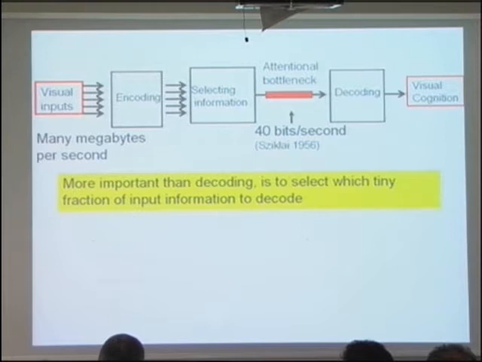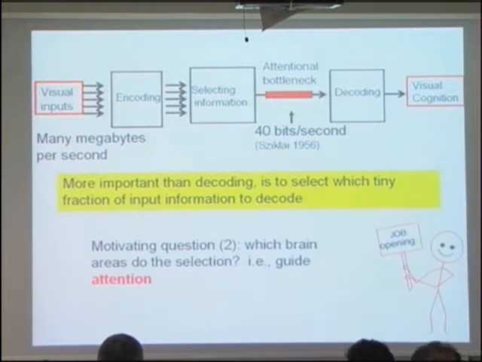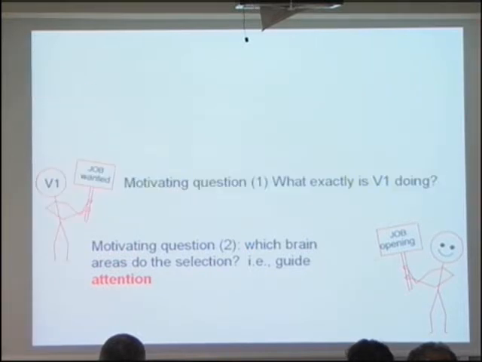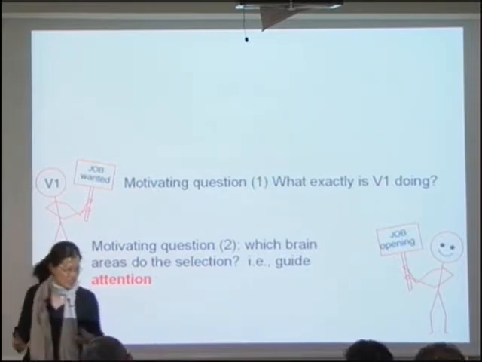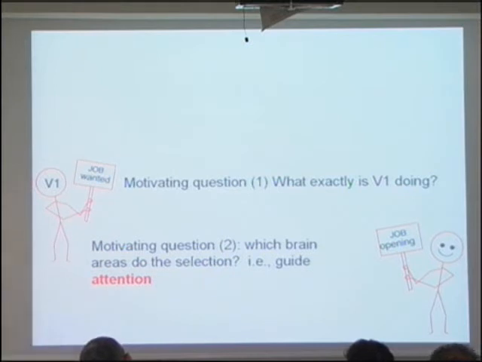So the second motivation question: is this such an important task? Which brain area does that? So the job opening, yeah. Let's do the matchmaking. Everyone wants a job, has a job opening. Very important job, needs a huge brain area. It's such an important task. Otherwise we all die without seeing the tiger. And so let's give it to V1.